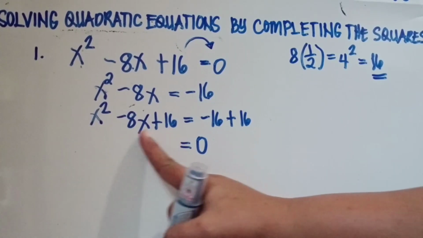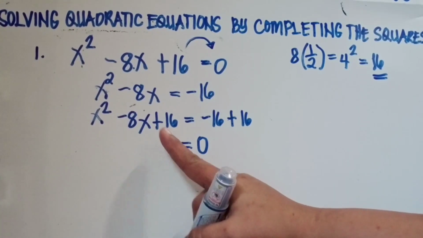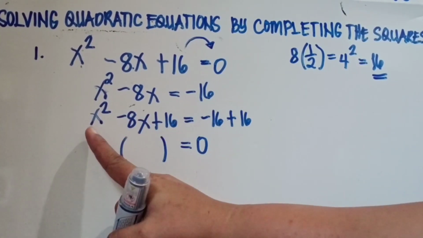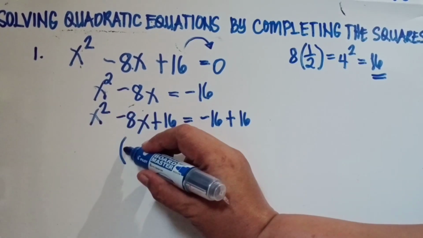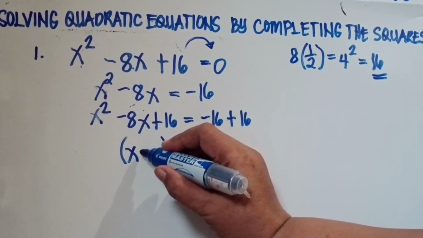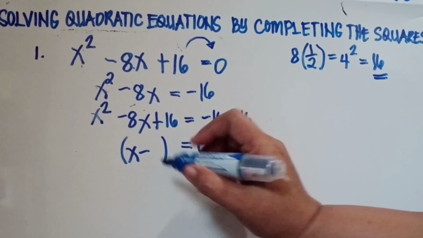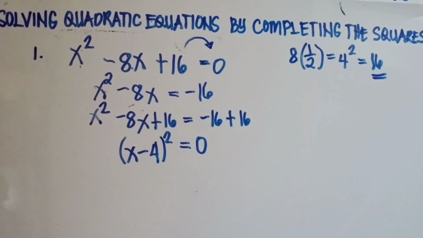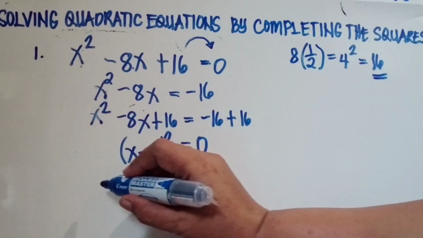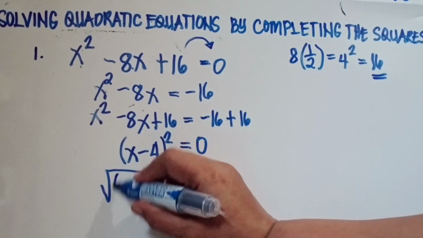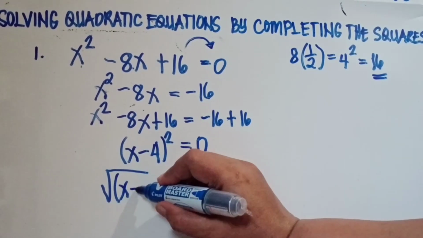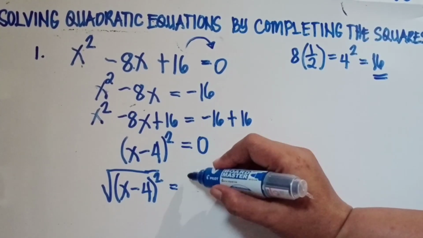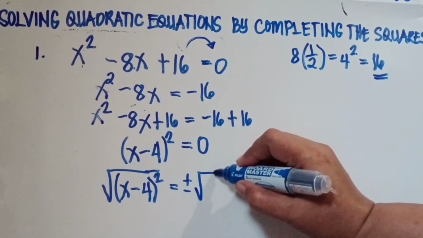Then we have x squared minus 8x plus 16. So, this is now a perfect square trinomial. So, i-express natin ito as square of binomial. So, we have the square root of x squared is x, then sign of the middle term is minus, then the square root of 16 is 4. Then, raise this to the second power. Then, after that, extract the square root on both sides of the equation. So, we have x minus 4. Then, this is raised to the second power. Then, equal to positive, negative square root of.